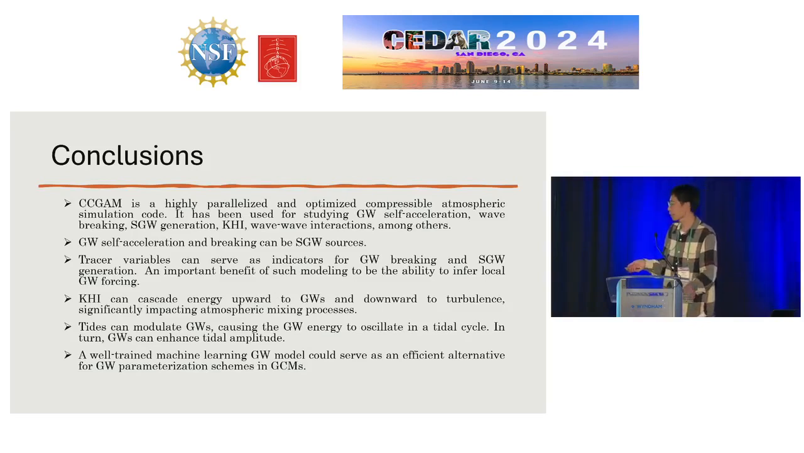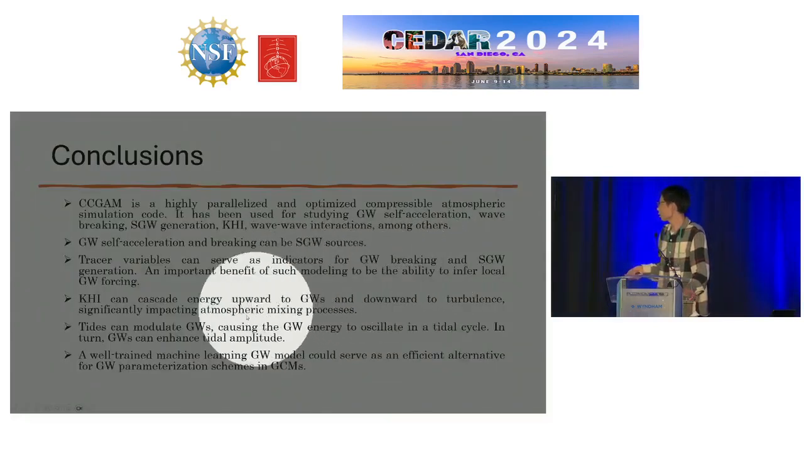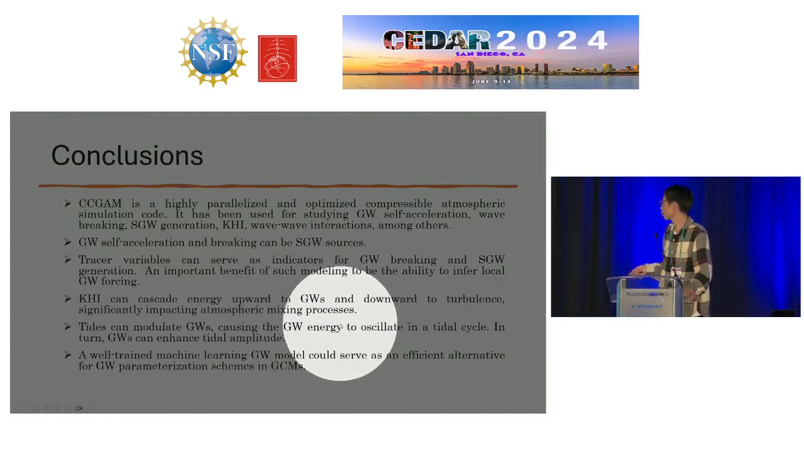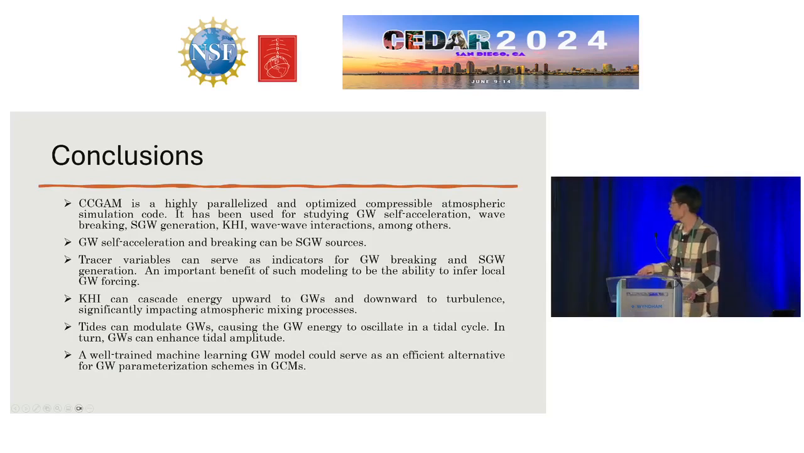And KHI can exchange energy upward to gravity waves and downward to turbulence. And tides can modulate gravity waves, causing the gravity wave energy to oscillate in a tidal cycle. And the last one, a well-trained machine learning model can serve as an efficient alternative for the gravity wave parameterization schemes in the GCMs. So that's my presentation. Thanks.